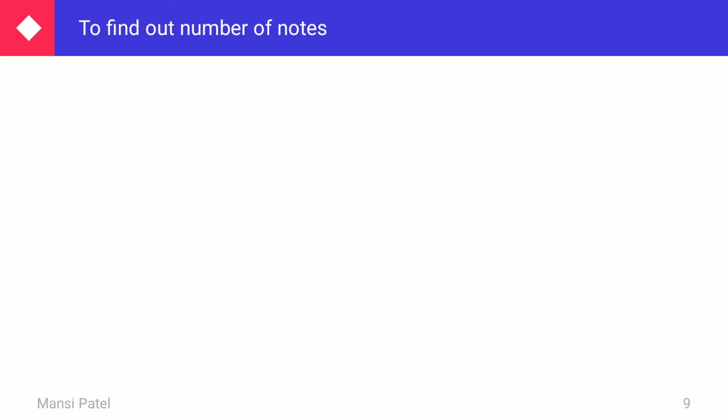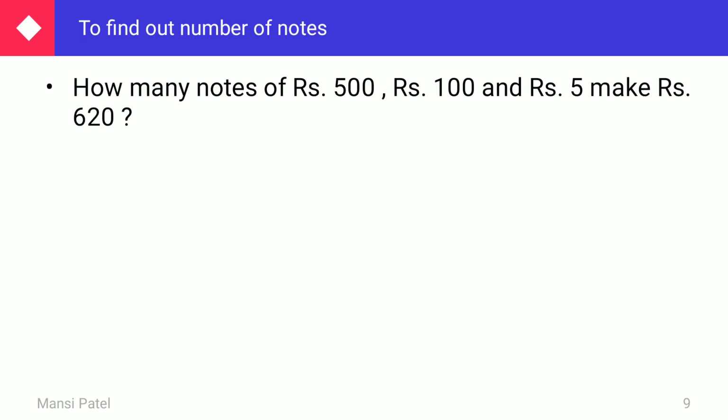Now see the same one, but something is different. In this you also have to find the number of notes, but here we are using many different types of notes. See here, the question is: how many notes of rupees 500, 100 and 5 make rupees 620? Means here you have to make the total money, that is 620.